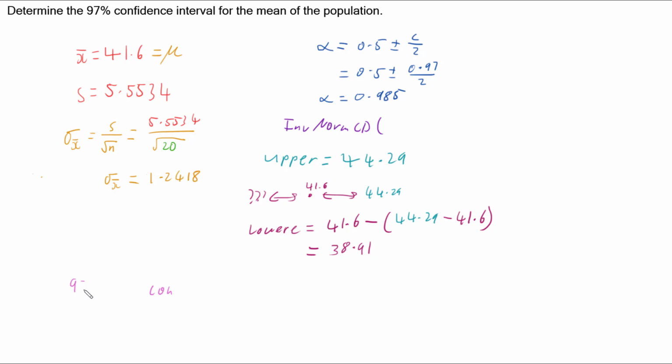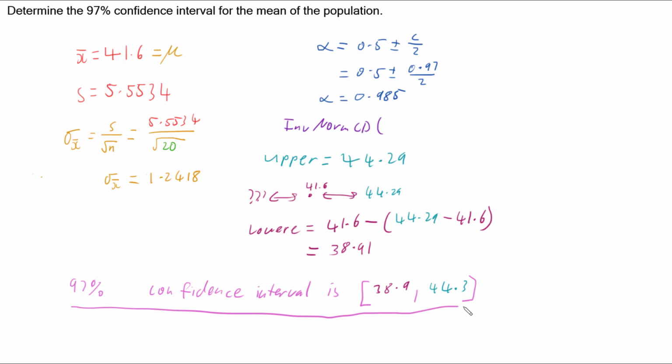So our 97% confidence interval is, our lower limit is 38.9. We'll just round that to 38.9. And our upper limit is 44.3.